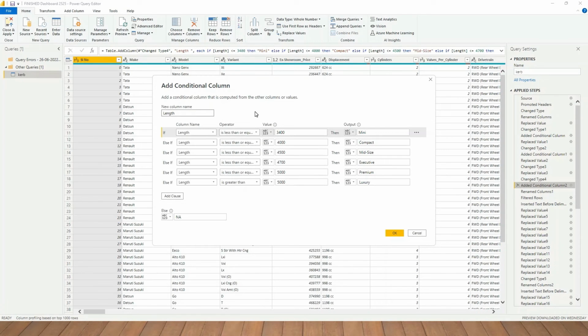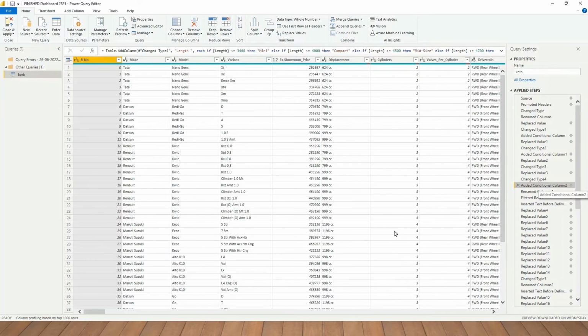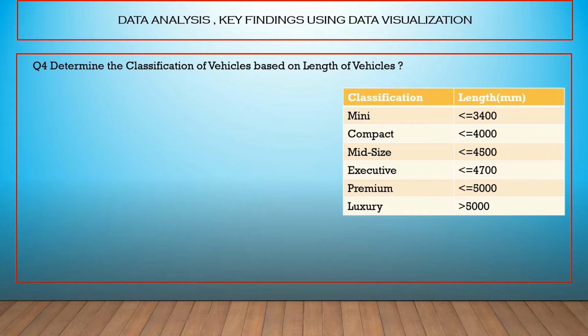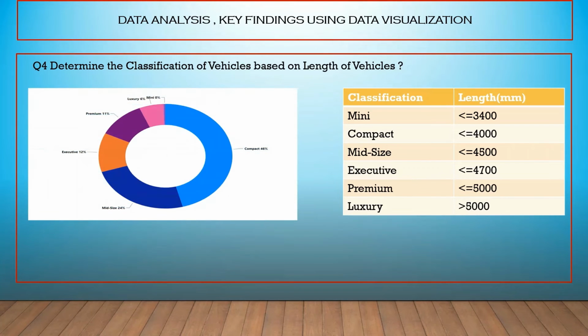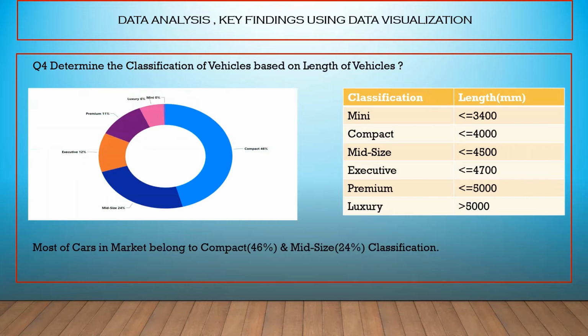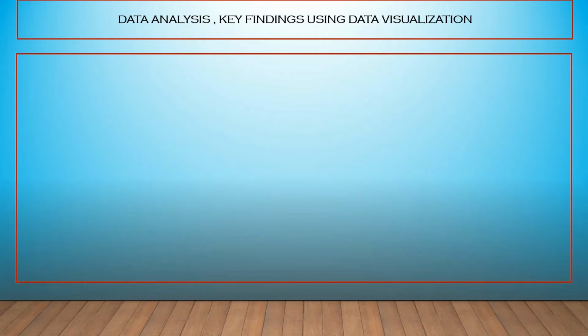Here we have added a conditional column which specifies the conditional operator. If the length is less than or equal to a particular value, it returns the required output. So based on this conditional column, we have classified the vehicles based on the length of the vehicles. So most of the cars in the market belongs to compact and the mid-size classification.